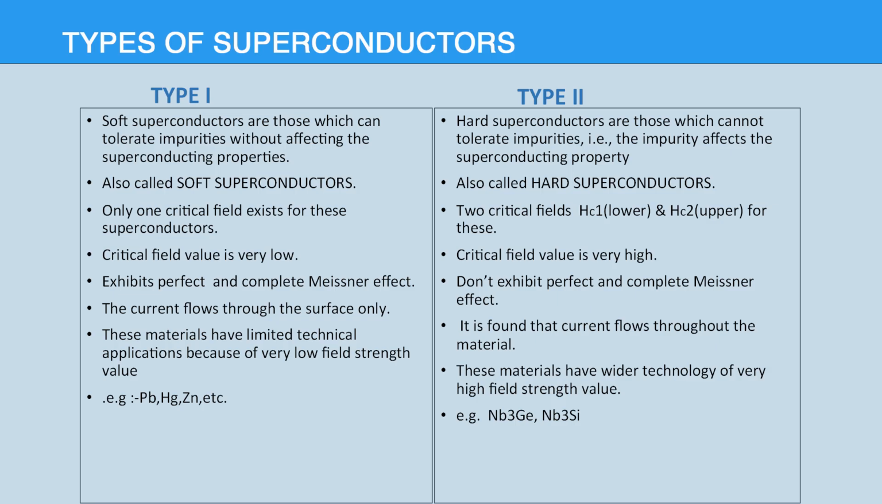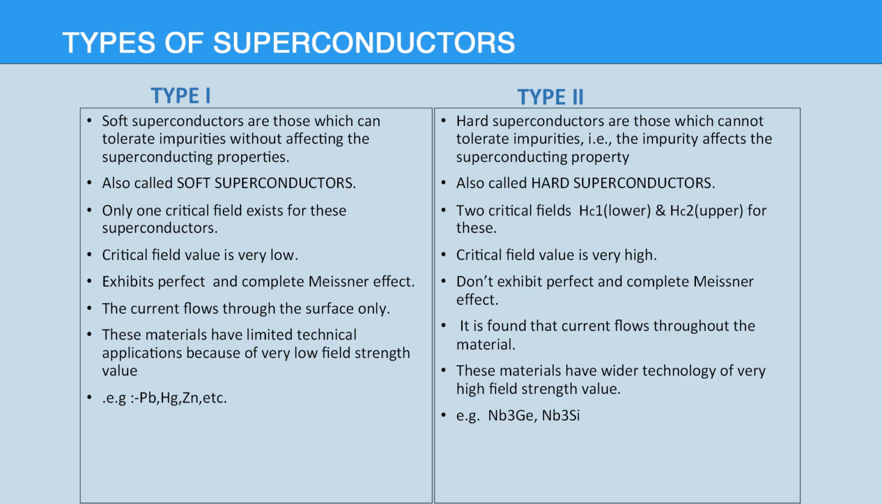Type 2 superconductors. These are usually alloys or complex compounds, also known as hard superconductors. Hard superconductors are those which cannot tolerate impurities. That means impurities affect the superconducting properties. Two critical fields are present here, HC1 and HC2. HC1 is denoted as the lower and HC2 as the upper critical field.